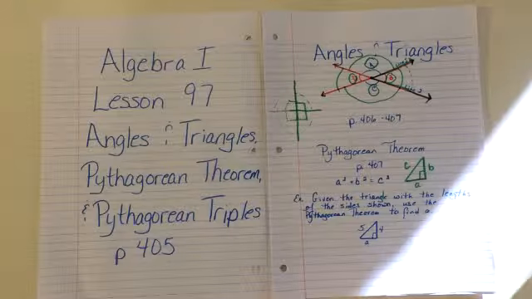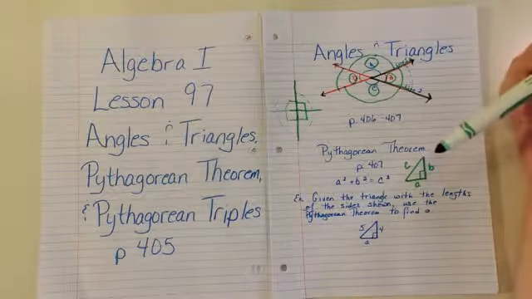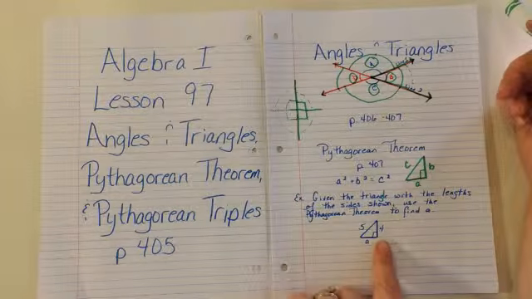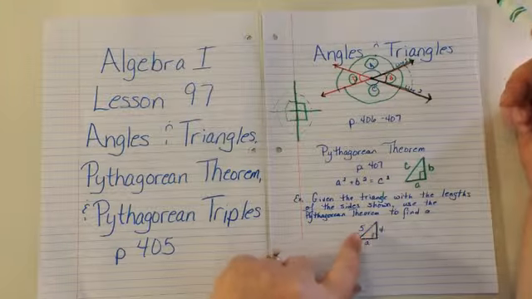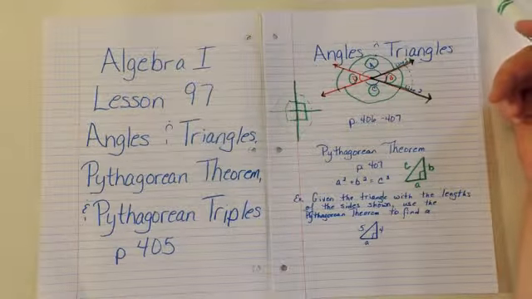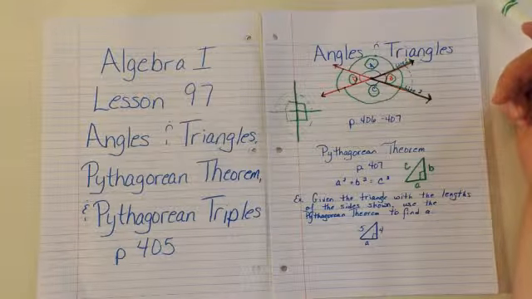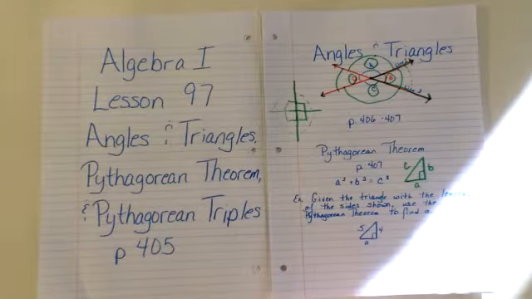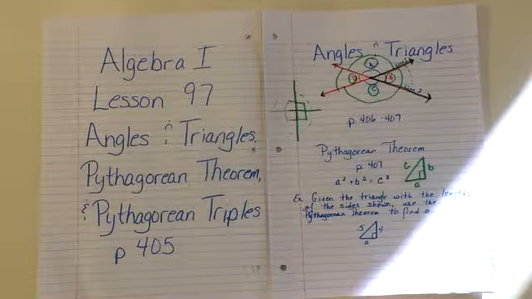Okay, so here's an example. Given the triangle with the lengths of the sides shown, use the Pythagorean theorem to find A. Okay, so we have a leg that's 4, we have a leg that's A, and we have the hypotenuse that measures 5 units. So we're going to use the Pythagorean theorem to solve for A. The Pythagorean theorem says that a squared plus b squared equals c squared.